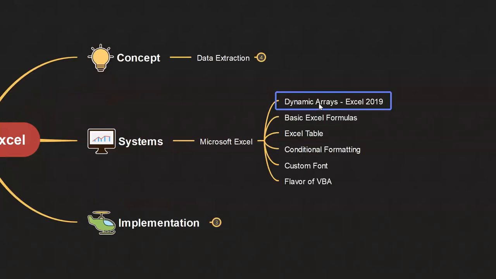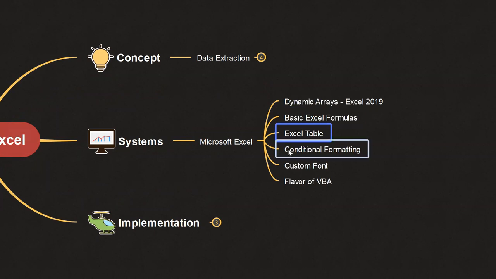We are going to use dynamic arrays. This is very important. Dynamic arrays were introduced in 2019. Apart from this, we are going to use basic formulas, the concept of Excel tables, conditional formatting, custom fonts, and some small sweet flavor of VBA. Because without VBA, Excel is nothing, and similarly, without Excel, VBA is nothing. So we are going to use a combination of each and everything that is part of this data extraction system in Excel.